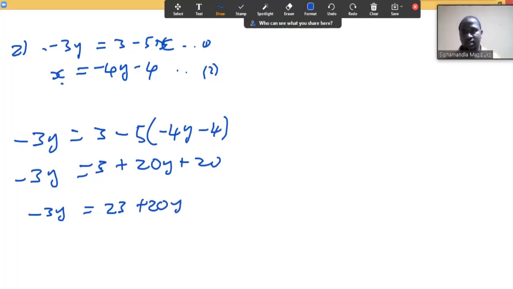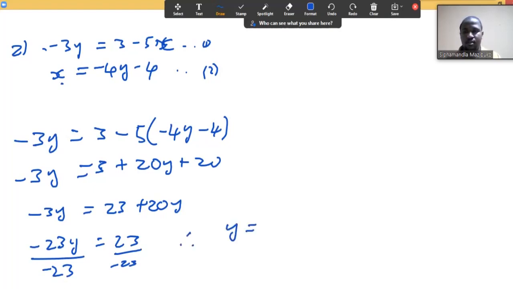Yes, we can do that, and we can take our 20y to the other side. So we'll have minus 23y is equal to 23. We divide by minus 23, divide by minus 23. So what we're getting is that our y is equal to minus 1.